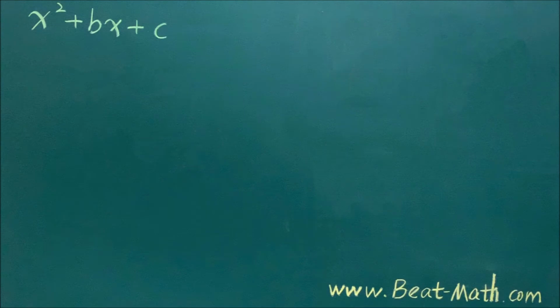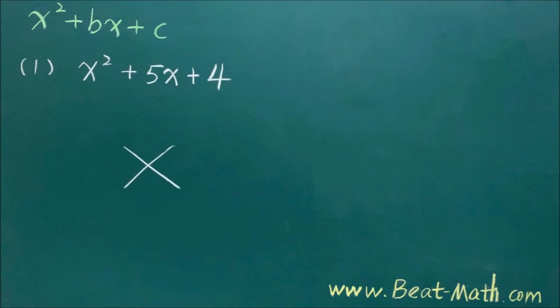Let's look at this example: x squared plus 5x plus 4. Rewrite a cross first. x squared is the product of x and x. Then write two x's on the left side of the cross. What numbers should we write on the right side? The product of these two numbers should be 4.